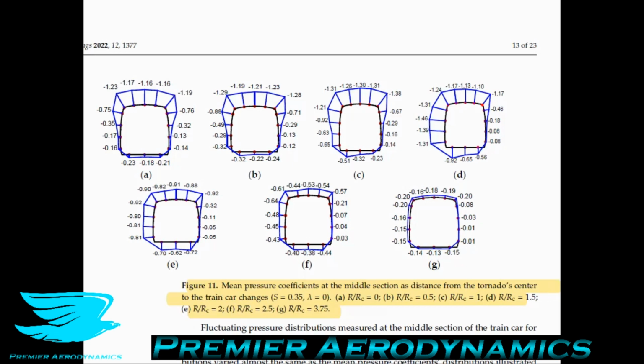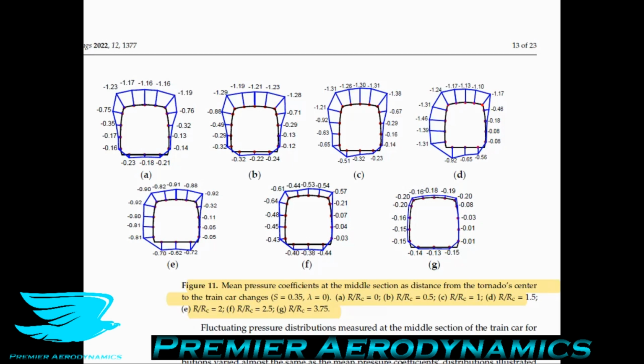So they say the pressure coefficients on the side surface facing the tornado increased first, then decreased with increasing distance from the vortex center. The maximum values were observed when the train was 1.5 radii from the vortex center, which we've seen before with the other forces. On the other hand, the pressure coefficients on the side surface of the train away from the tornado decrease with increasing distance from the tornado center.